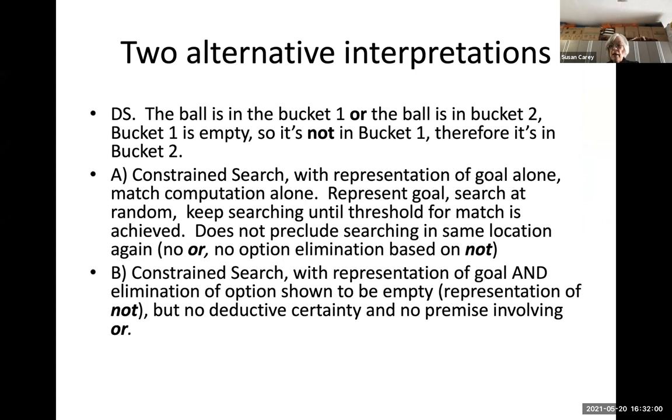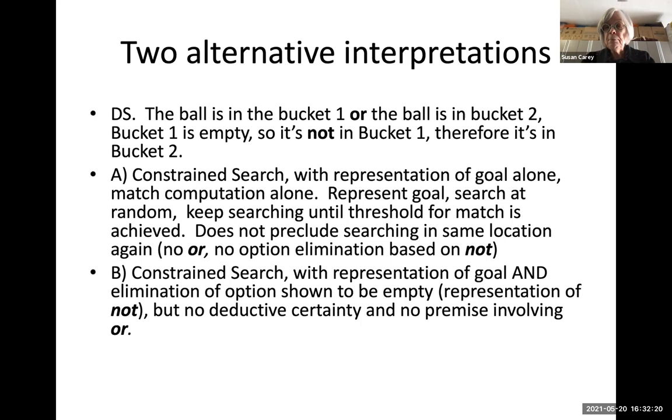You're looking for the ball. So you represent the goal. You could search at random in that constrained search space, and you keep searching until the threshold for a match is achieved. Okay, this whole hypothesis does not preclude searching in the same location over and over again, right?